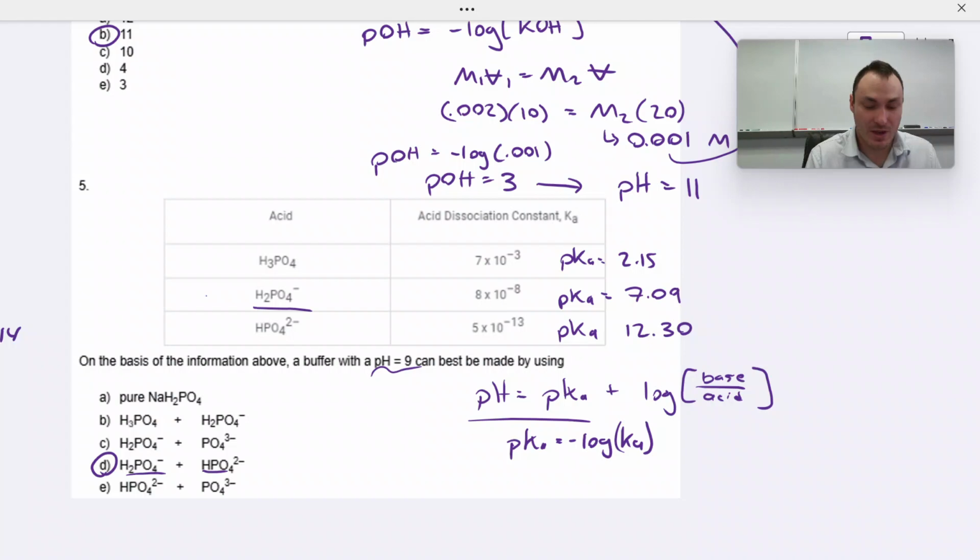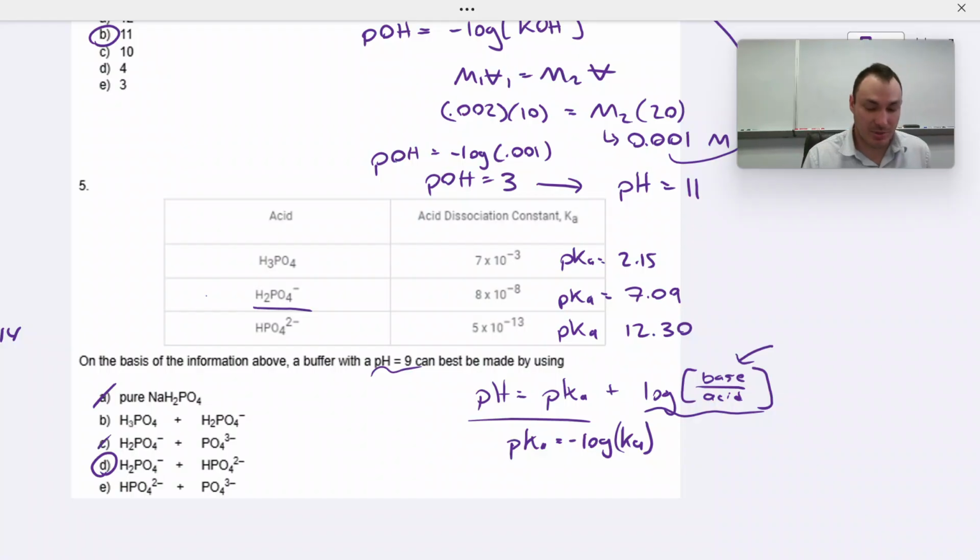Now the way to get this buffer to a pH of around 9 is to use these two, but then add more of this one than we have of that one, because that would make this ratio greater than 1, which means we'd be adding onto that pH. Also, last thing, just looking at these questions, A does not create a buffer solution.